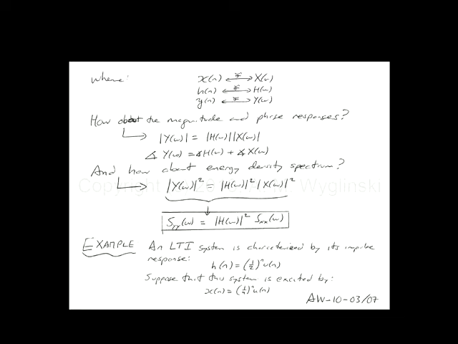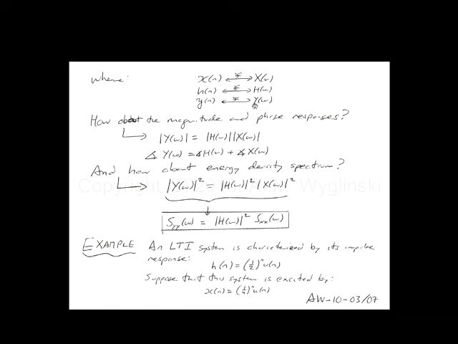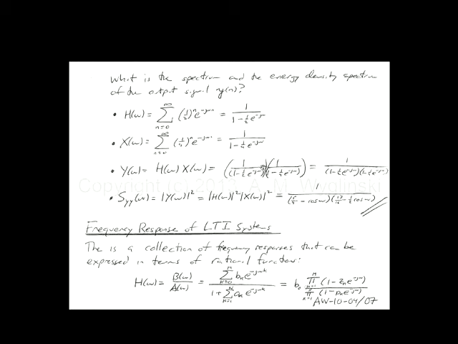So as an example, let's look at the case of an LTI system. And this looks familiar, right? Half to the power of n times the unit step function. So we know that this has a very nice Fourier transform pair. It's going to be 1 over 1 minus a half e to the minus j omega, right? And then we also know that the input signal is just a quarter. So it's going to have this form.